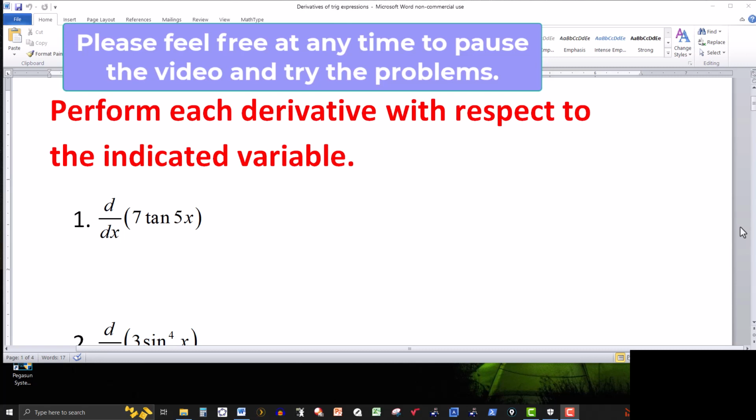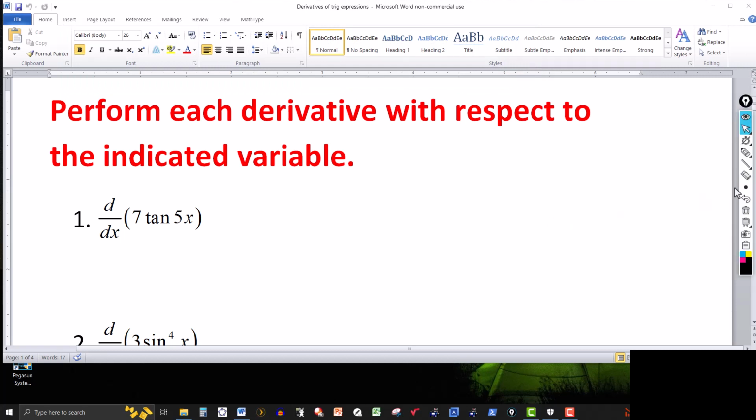In this video, we'll be finding the derivative of some trig expressions, trig functions. So let's look at the first one. We have the derivative of 7 times tangent of 5x. Now, if the 7 is a constant, you can bring it outside, just like you can do with integrals, and just take the derivative of that.